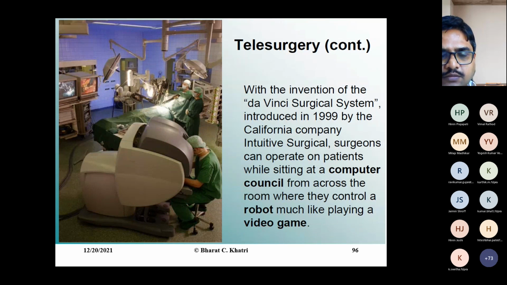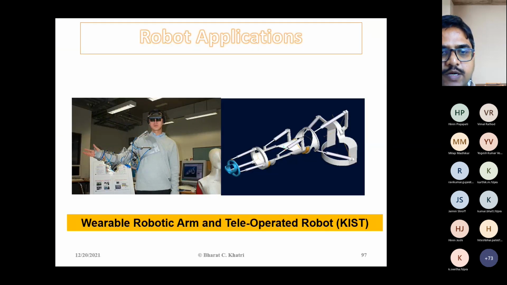In 1999, a California company made the surgical robots. Wearable robotic arm and teleoperated robots. If some human beings don't have sense in their arm, then they can use the wearable robotic arm to perform the task.